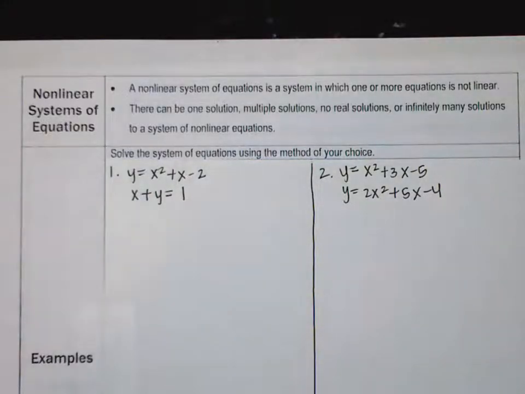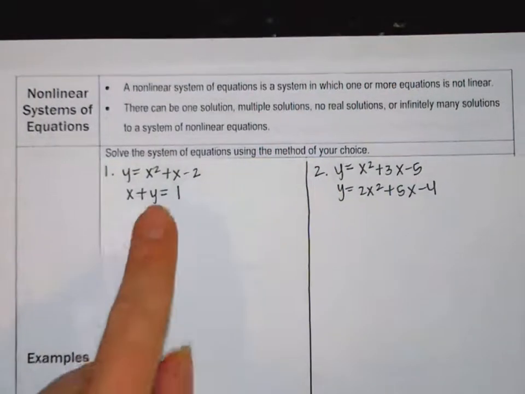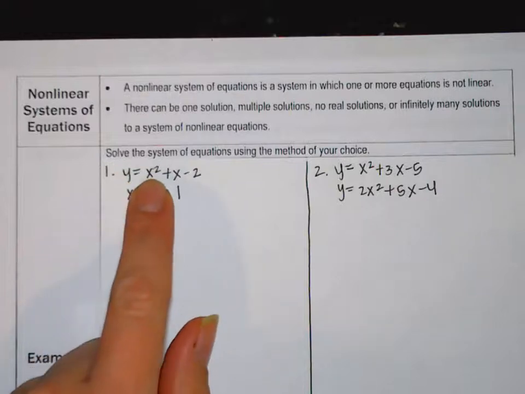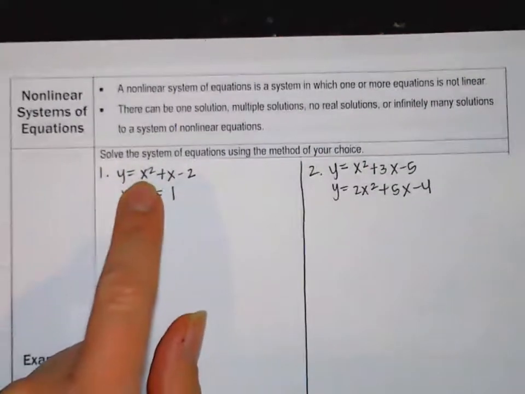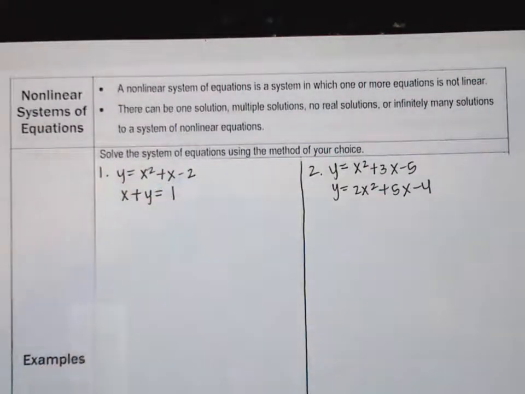Okay, so the first one is y equals x squared plus x minus 2 and x plus y equals 1. So I look to see where it is easy for me to isolate one of the variables. I could isolate x, but then I'd have to plug it in here and here. So I'm going to isolate y.